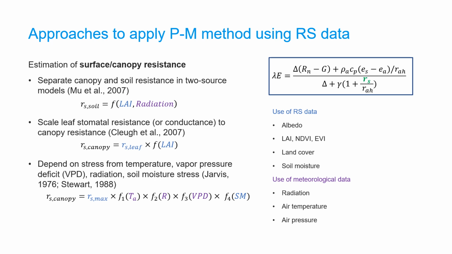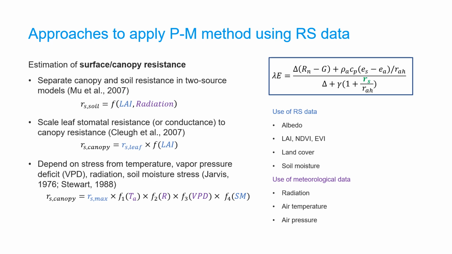Vegetation fractions can be estimated using vegetation indices and land cover data from remote sensing. For soil surface resistance, it can be scaled from potential wet soil evaporation, which is estimated from radiation data. In some other models, it can also be estimated from soil moisture data. For canopy surface resistance, there have been many approaches developed.